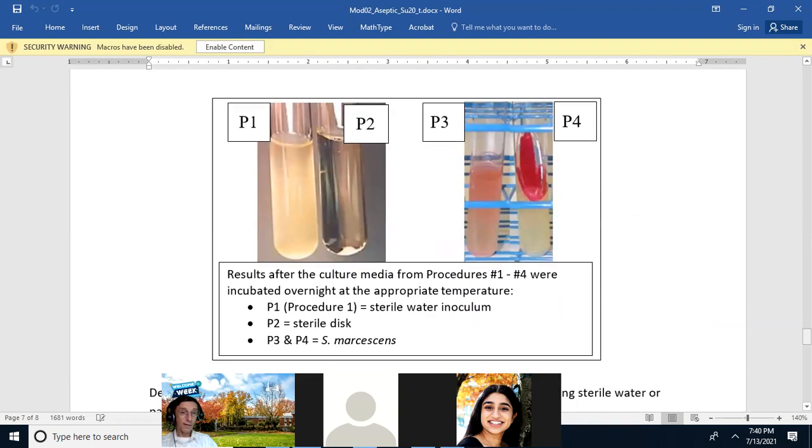And then here are the results. You're not going to be doing these results. We've done it for you and taken pictures. This tube here is for procedure 1. And this tube here is for procedure 2. This tube here is for procedure 3. And this tube here is for procedure 4. Okay?